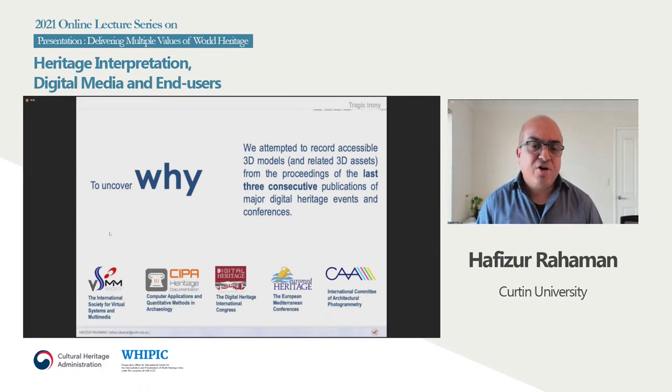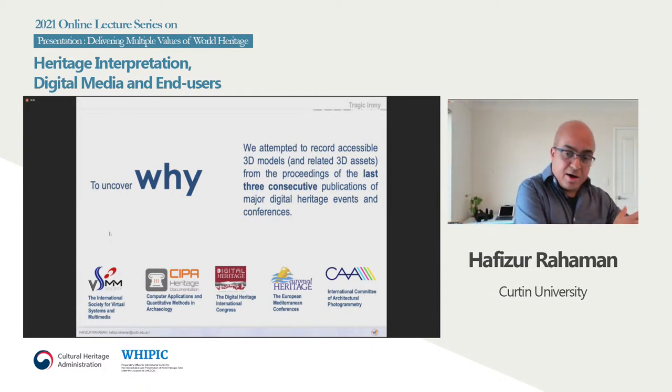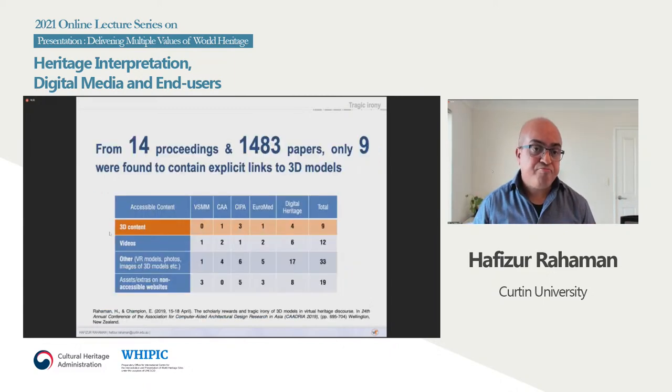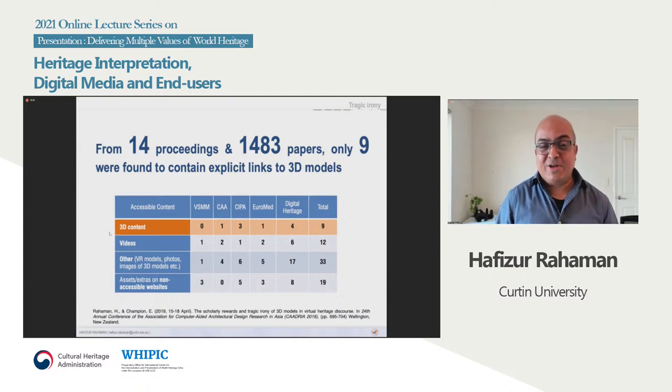We attempted to record accessible 3D models and their 3D assets from the proceedings of the last three consecutive publications of major digital heritage events and conferences, 2019 and earlier. From 14 proceedings and 1,483 papers we sorted, we found only 9 that contain explicit links to 3D models. Still, we can access the 3D models for only these. So they are gone. The rest of the publications which used 3D models, they might be stored somewhere, but we cannot access them anymore.